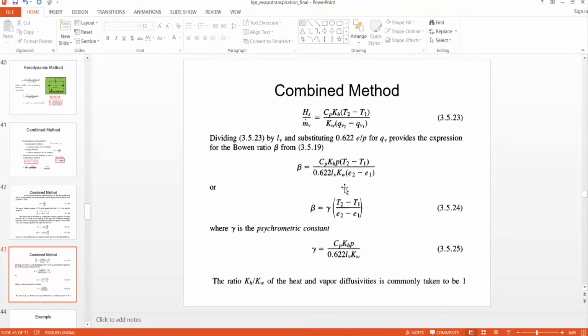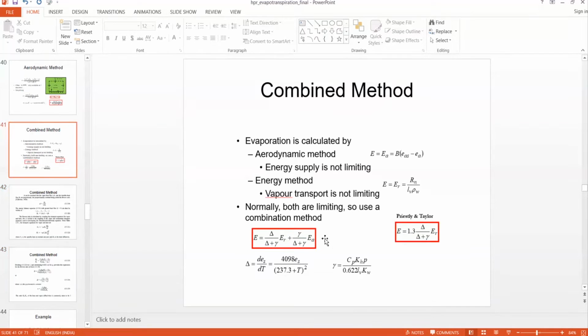We assume that kh is equal to kW, because both are driven by convection. So Cp is known and all the terms are known. So we can get beta is equal to gamma into (T2 minus T1) by (E2 minus E1). This gamma is called the psychrometric constant. So in this combined method, delta is known, gamma is known, ER is known, EA is known. So we can calculate the correct evaporation.